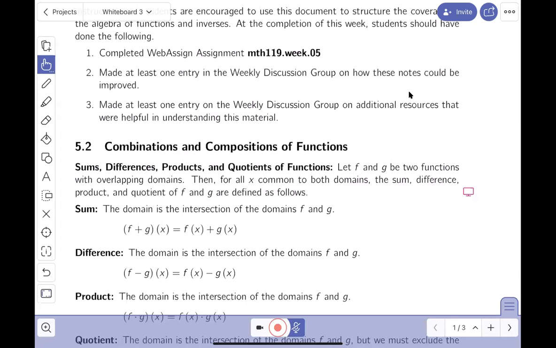All right. So let me outline that for you. After you finish all the material in this section, you're going to go to that Math 119 week 5 web assignment and do it. Also, try to contribute something to the weekly discussion group.